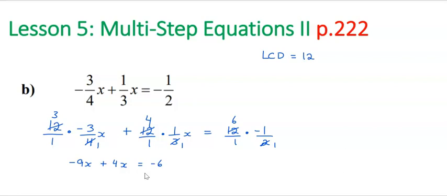I have the variable terms both on the left, so I can now combine them. Negative 9x plus 4x is negative 5x, is equal to negative 6. And now I can isolate through division. Divide by negative 5, canceling, and divide by negative 5. X is going to be equal to a positive number because I have a negative 6 over a negative 5. So we will have a positive 6/5 as the result here.